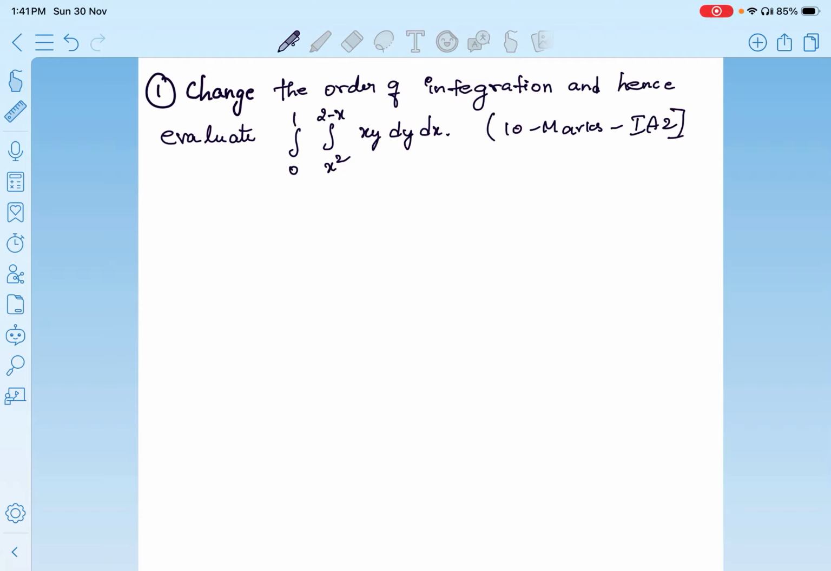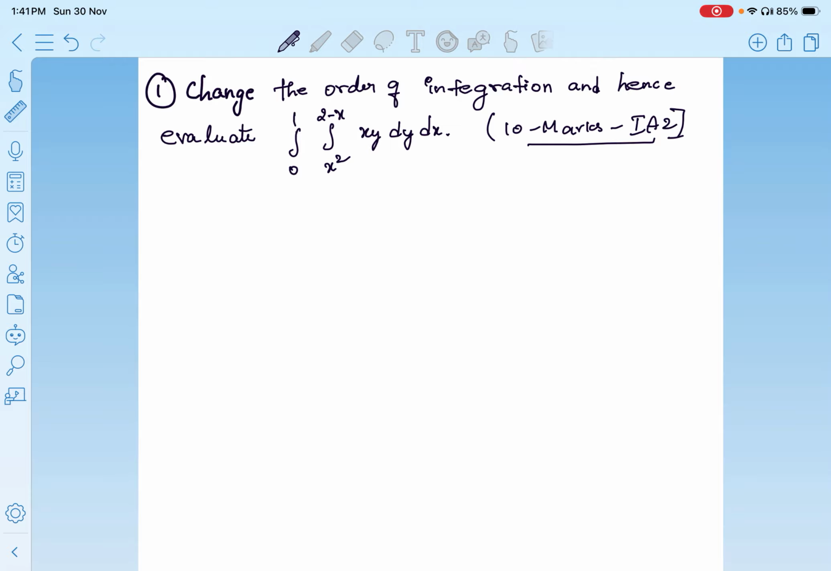Okay, let us see this problem in Unit 5. This is also a very important topic, change of order of integration. You have two problems, so both the problems are important. This first problem will come in the IET exam for 10 marks. Okay, so let us start.